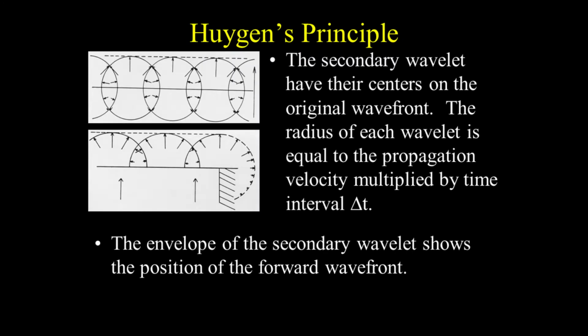The secondary wavelets have centers on the original wavefront. The radius of each wavelet is equal to the propagation velocity multiplied by the time interval delta t. The envelope of the secondary wavelets shows the position of the forward wavefront.